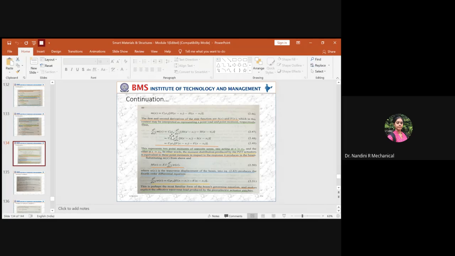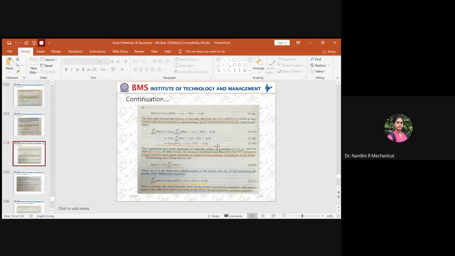So this represents the two point moments that you are getting, one in the positive direction and the other in the opposite direction, right? Because x will be in one direction and x1 will be in the other direction. So you will get the representation of the moments across the opposite sense. One will be at x1 and the other will be at x2. That's what I told you. x1 will be in one direction and x2 in the other direction, and hence the moment you get will be of opposite sign.